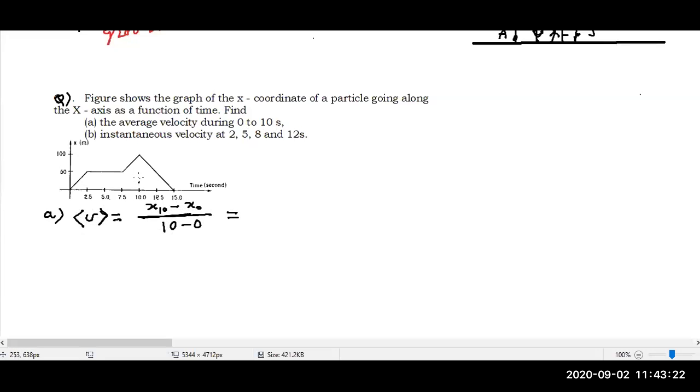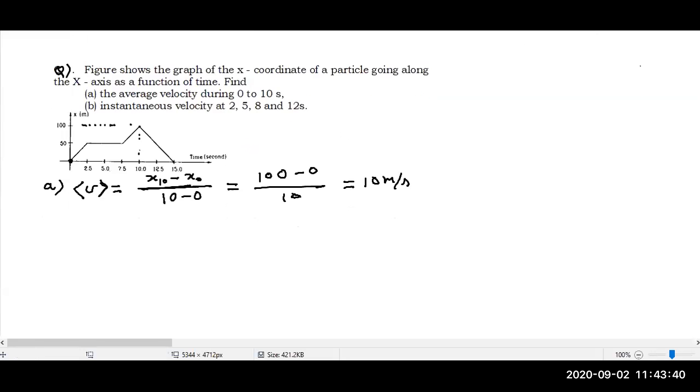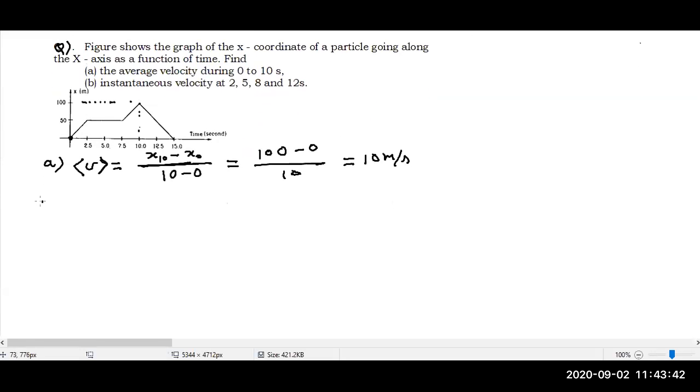You can see at 10 the particle is at 100 meter. So you can write 100, and at 0 the particle is at 0 position. 100 minus 0 by 10. So we are getting 10 meter per second. So this is the average velocity. Now part B, instantaneous velocity at 2, 5, 8 and 12.